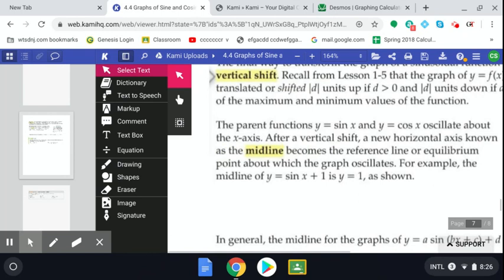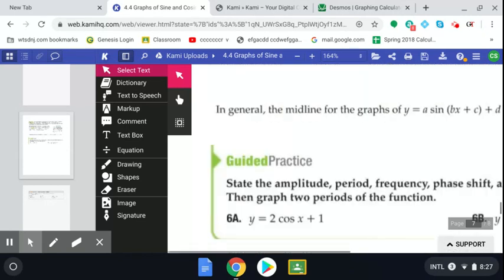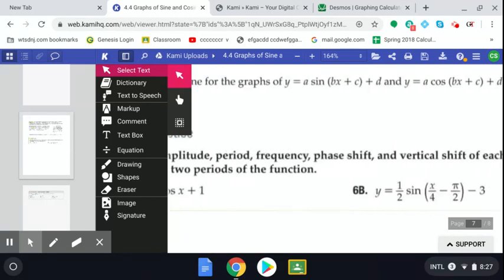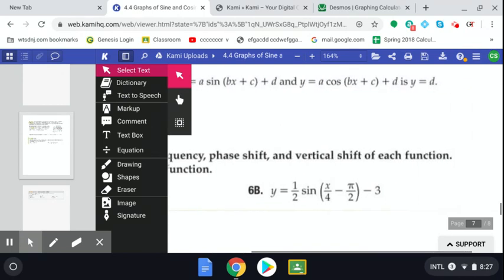So the parent functions y equals sine x and y equals cosine x oscillate, meaning they go back and forth, the x-axis. After a vertical shift, the new horizontal axis, known as the midline, becomes the reference line or equilibrium point about which the graph oscillates. For instance, in this case, plus 1, y equals 1 is going to be that midline, okay? In general, the midline for graphs of y equals a sine bx plus c plus d and y equals a cosine bx plus c plus d is y equals d. So you just need to look at that last number in the equation.